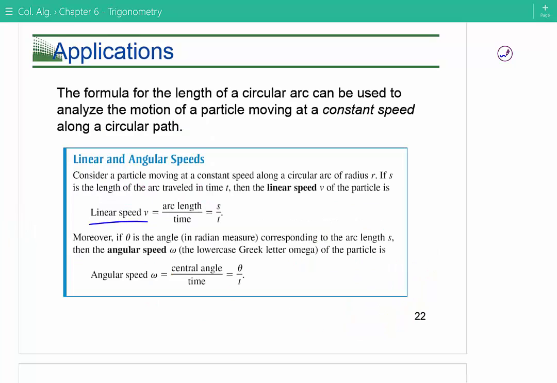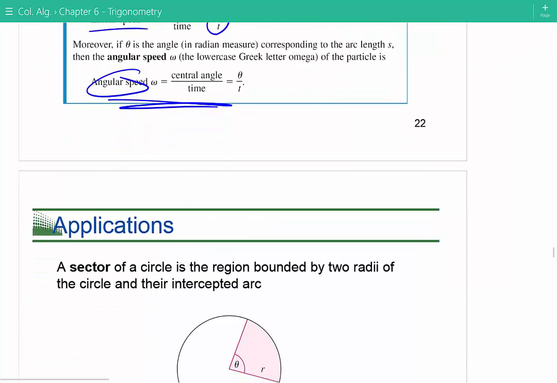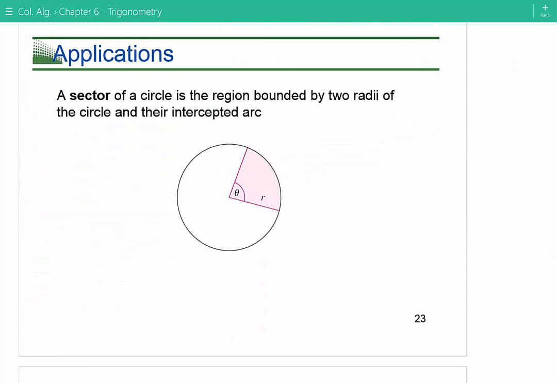Linear speed, we won't talk a ton about this, but obviously we would just take the arc length divided by time, because rate is equal to distance divided by time, or speed is equal to distance over time. Well, in this case, the distance is our arc length. So that's where we get S over T for linear speed. We won't use angular speed much at all, but that's just the central angle divided by time. So instead of talking about distance over time, we can talk about angle over time, and that would be obviously angular speed.